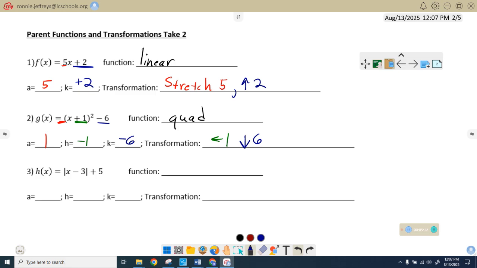It's kind of crazy that the only time, if H is 0, it doesn't have a transformation. If K is 0, it doesn't have a transformation. But if A is 1, that's when it doesn't.